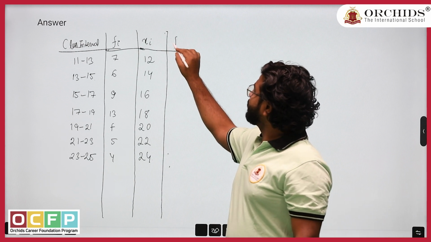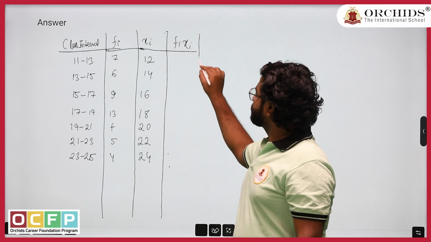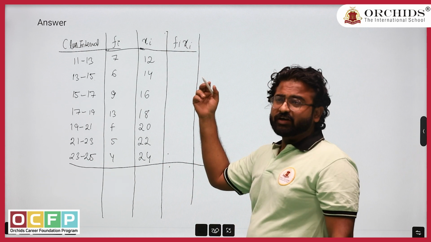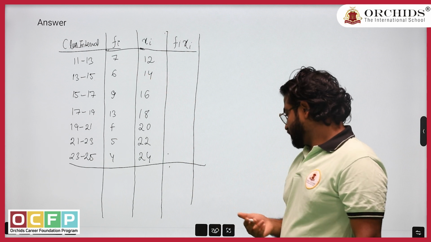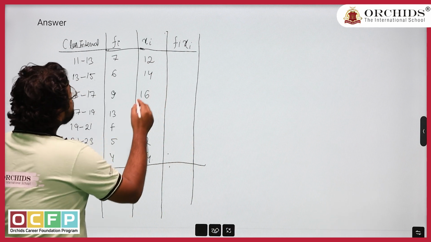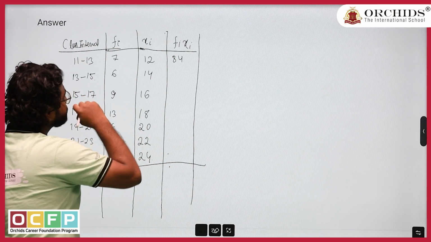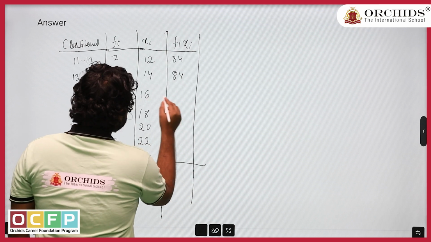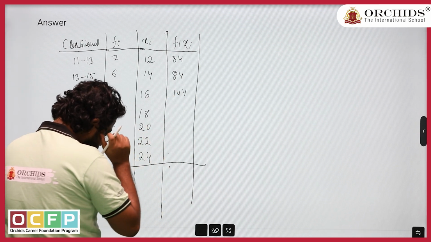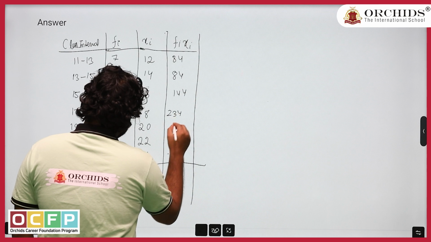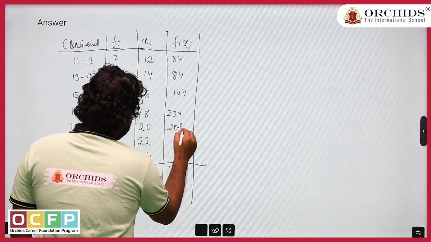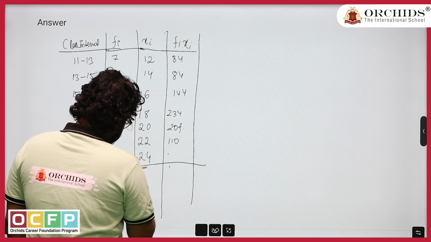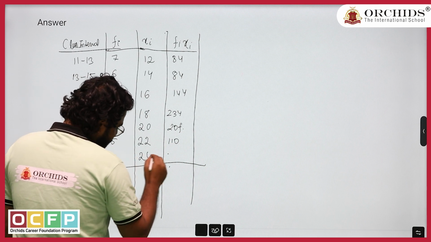Now what do I need? Fi xi. What is your Fi xi? Fi into xi. So 84, then 84 again. What am I getting? 16 into 144. 13 into 18 is 234, and then it will become 20f. 22 into 5, which is 110, and then 24 into 4 is how much? 96.